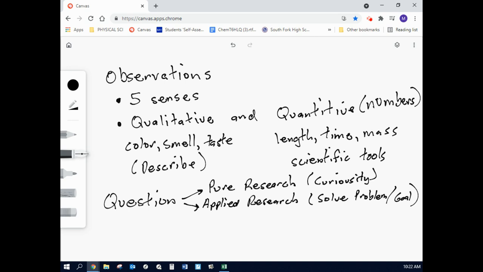Okay. So now when you have a question, we formally call this a research question. A research question. And it's just a fancy way of saying, well, we have a scientific question that we want to answer. But there's 2 things, and I'm actually going to do a brand new slide on this one.